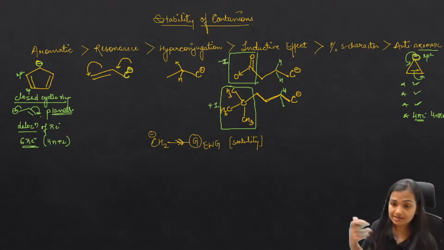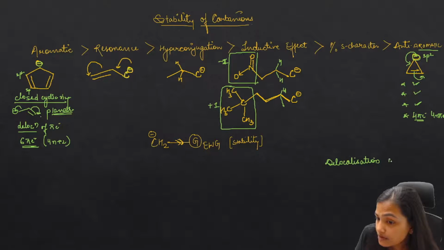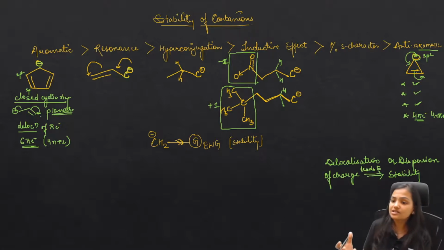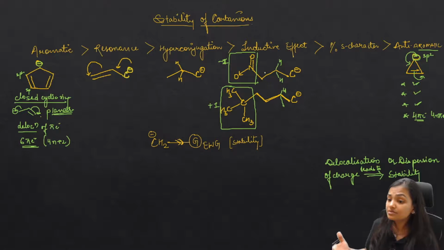So who will stabilize this? Okay, guys, always remember, delocalization or dispersion of charge leads to stability. Are you getting? Delocalization or dispersion of charge. Here you were having the delocalization of charge, there also the delocalization of charge. Now there is no possibility of delocalization, but the dispersion could also be there. Dispersion means distributing the charge.